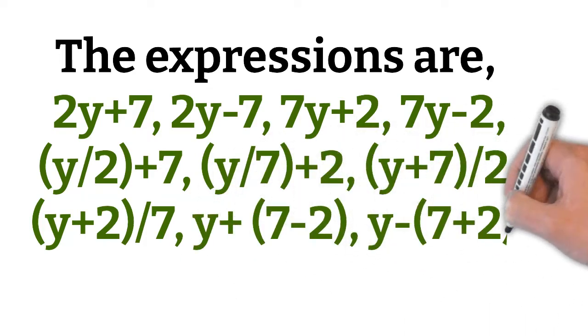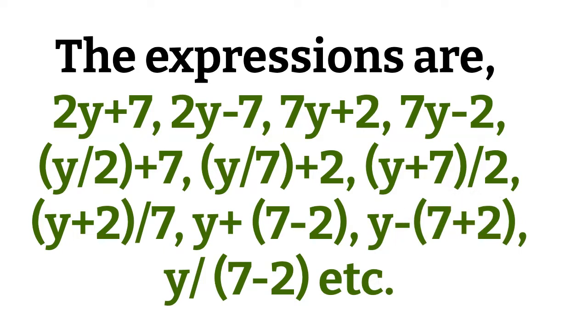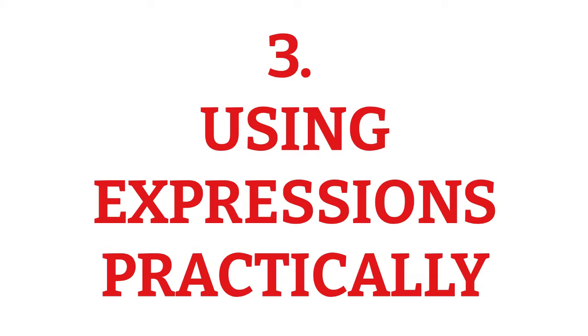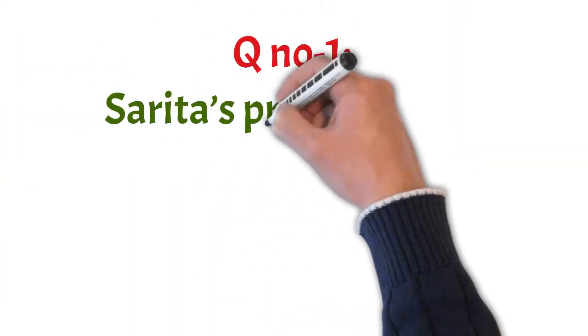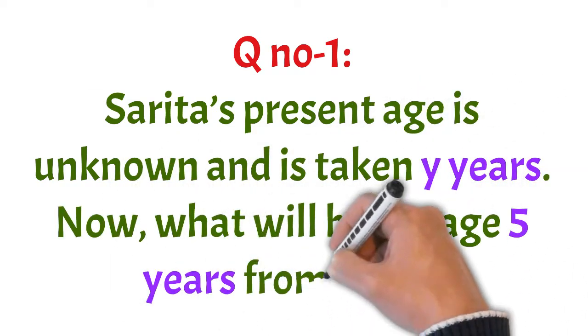y by 7 plus 2, y plus 7 by 2, y plus 2 by 7, y plus 7 minus 2, y minus 7 plus 2, y divided by 7 minus 2, etc. Next is using expressions practically. Let's understand practical use of variables through solving some problems from your textbook. Question number 1. Sarita's present age is unknown and is taken y years.